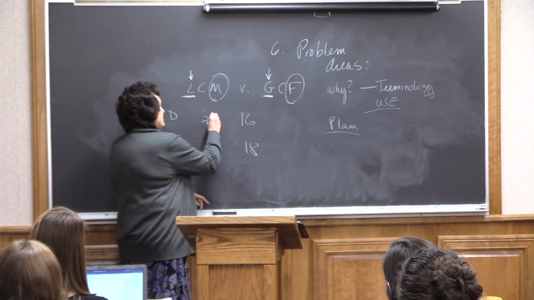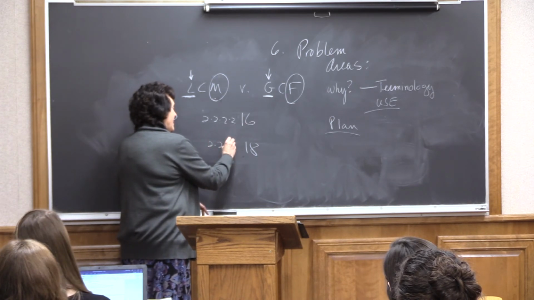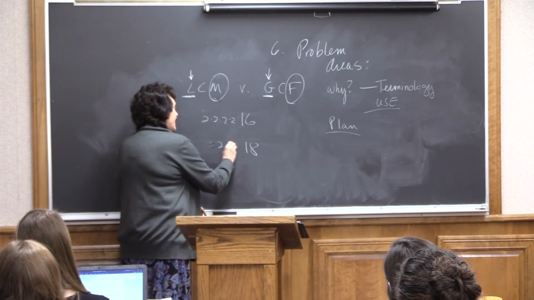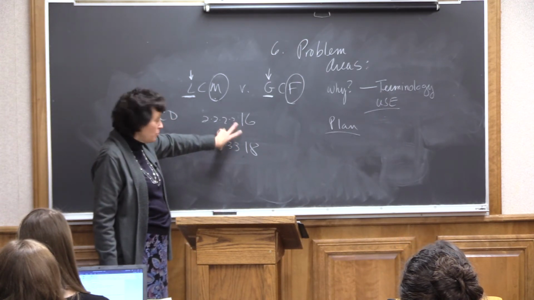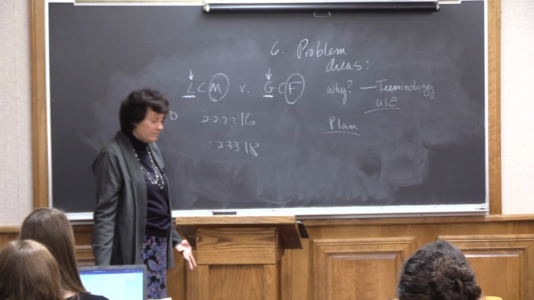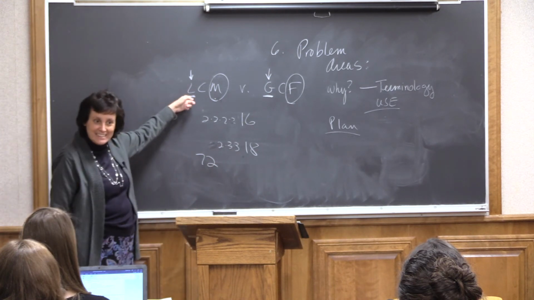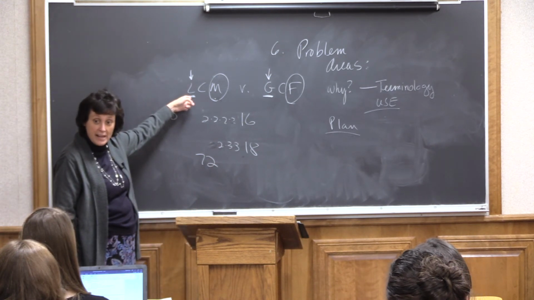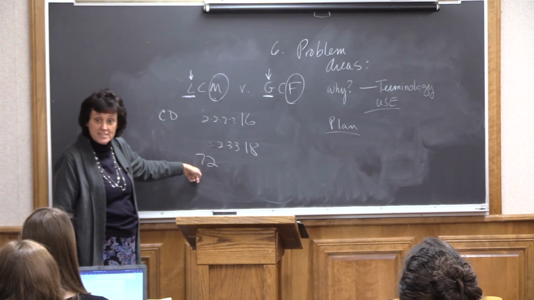Remember, 16, we have 4 2s. 18, we have 1 2 and a 9. So the greatest common factor is only 2. What's the least common multiple? 72. There's no way 72 could be a least common multiple in their minds. Why? There's really nothing least about 72, is there?